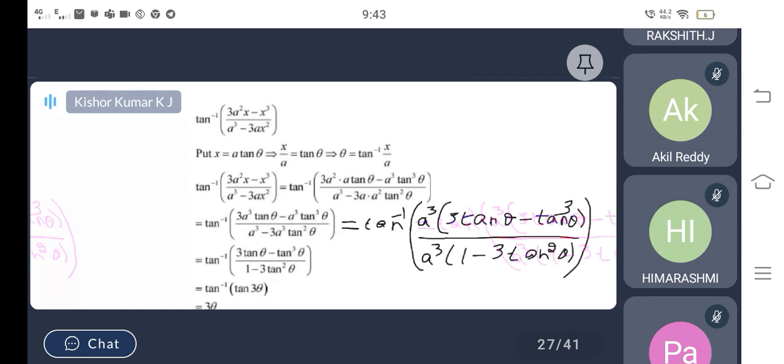And also when you have two same terms in the numerator and denominator, you just cancel it. A cube we can cancel from numerator and denominator. In the next step, we are left with only tan inverse of (3 tan theta minus tan cube theta) divided by (1 minus 3 tan square theta). And we all know one thing, this is the formula for tan 3 theta. So you can replace that as tan 3 theta and cancel tan and tan inverse there.